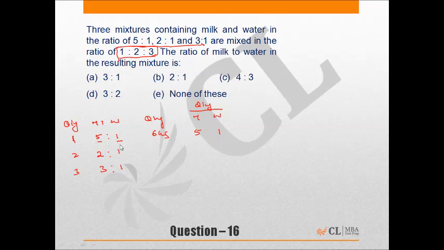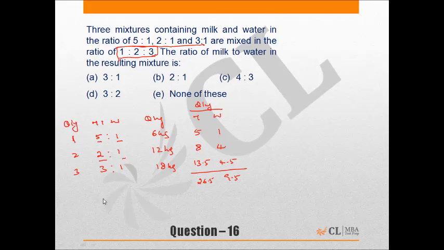Since the ratio of quantity is 1:2:3, I will take the quantity of the second mixture to be 12 kg and the third mixture to be 18 kg. So what is the quantity of milk and water in the second mixture? Milk is 2/3 and 1/3 is water. So 2/3 will be 8 and 4. Similarly, in the third, milk is 3/4 and water is 1/4, so 13.5 and 4.5. So milk totals 5 + 8 + 13.5 = 26.5, and water 1 + 4 + 4.5 = 9.5.